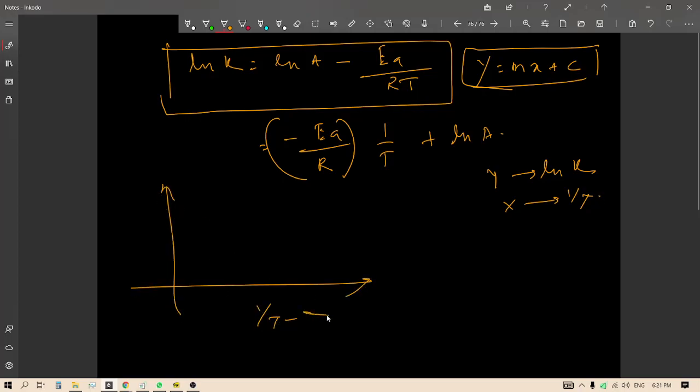This is 1 by t. This is ln k. It's a negative slope, so it's downwards. Very simple. And this is the y-intercept. It is called ln A. See, interpretation of graphs becomes so easy.